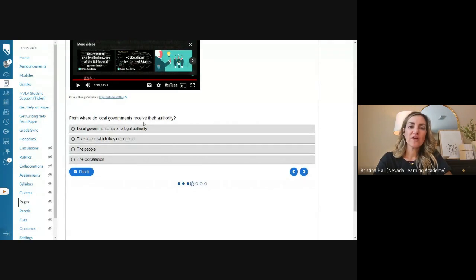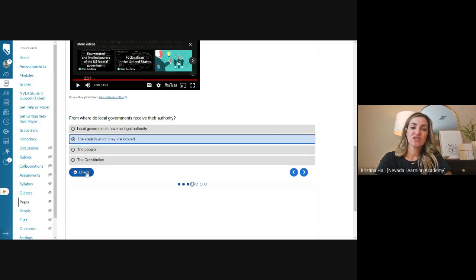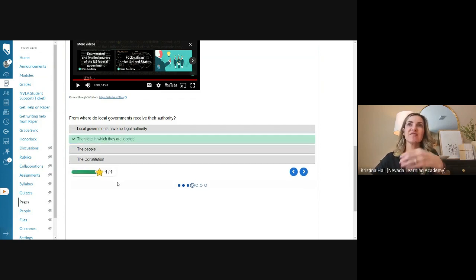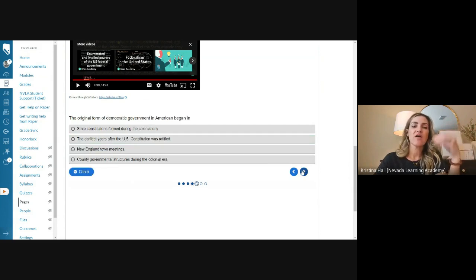From where do local governments receive their authority? From the state in which they are located. So every state is different in how they delegate power to their counties, to their cities, and how things are taken care of. There are tax systems in every state. Like I said, some have income tax, some have sales tax, property taxes. What's the rate of those? So there are a lot of nuances that are determined and can vary from state to state.